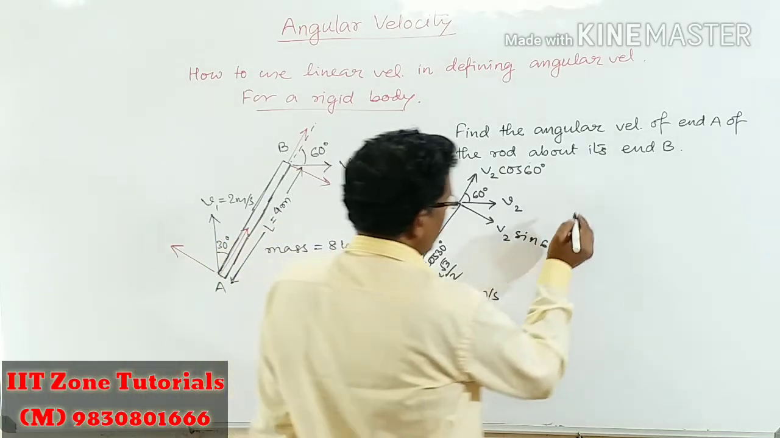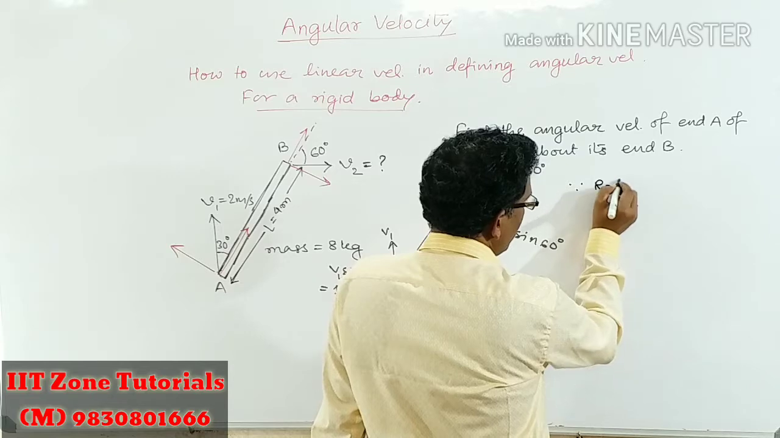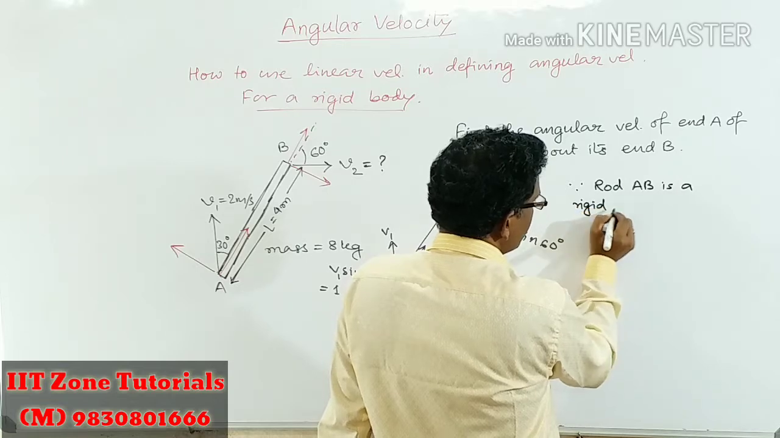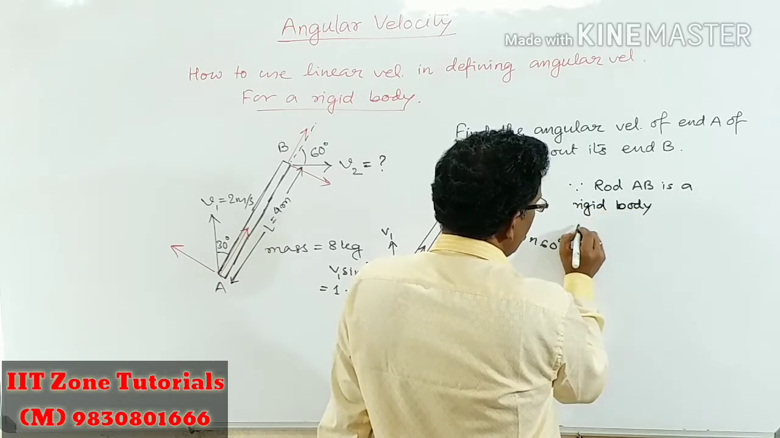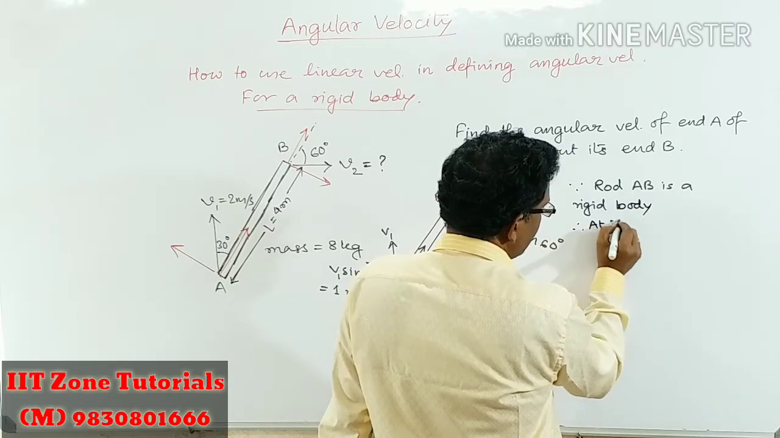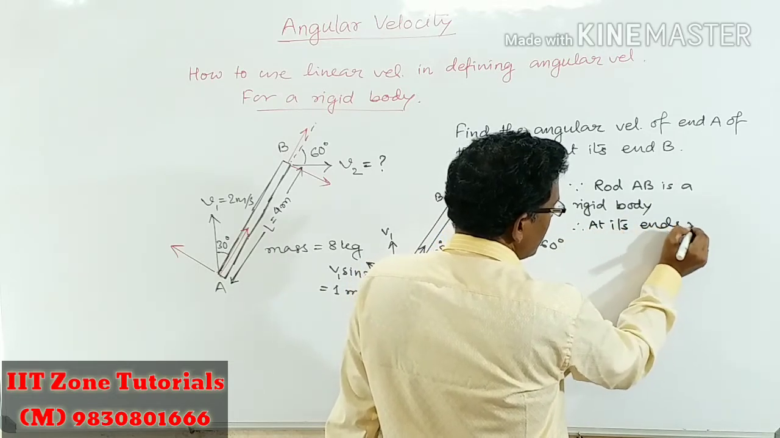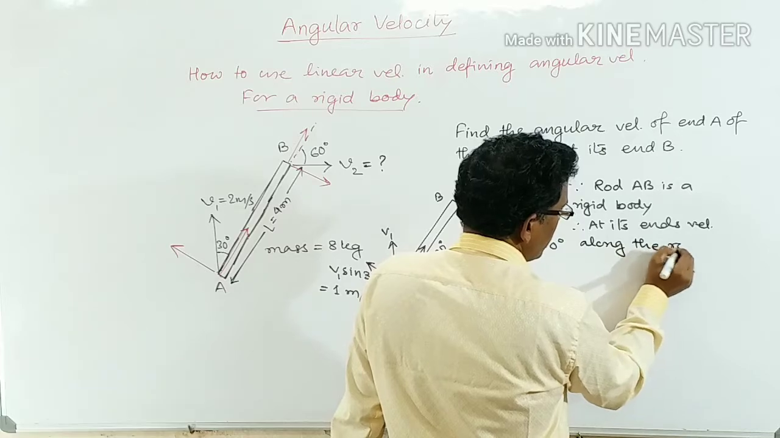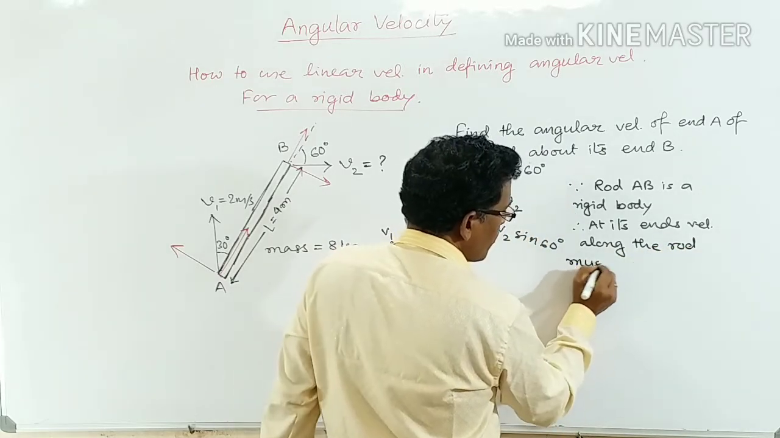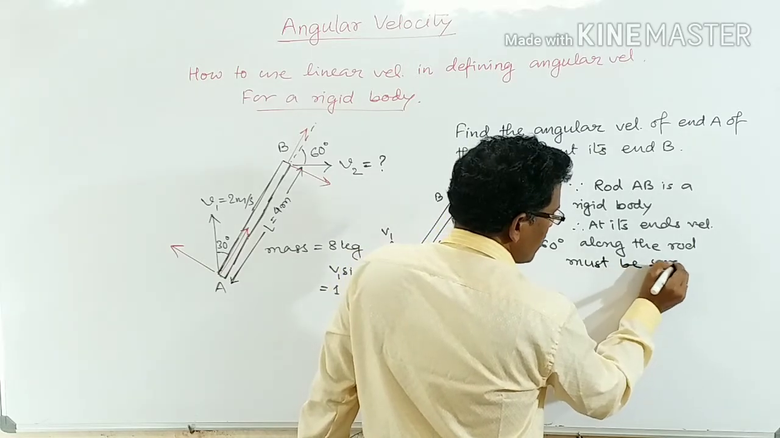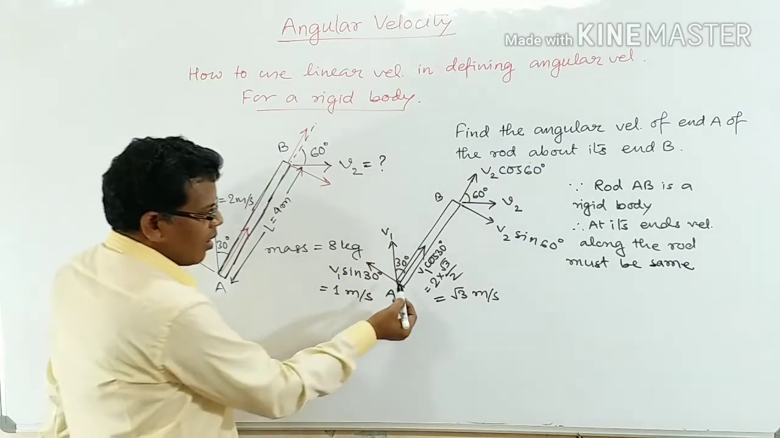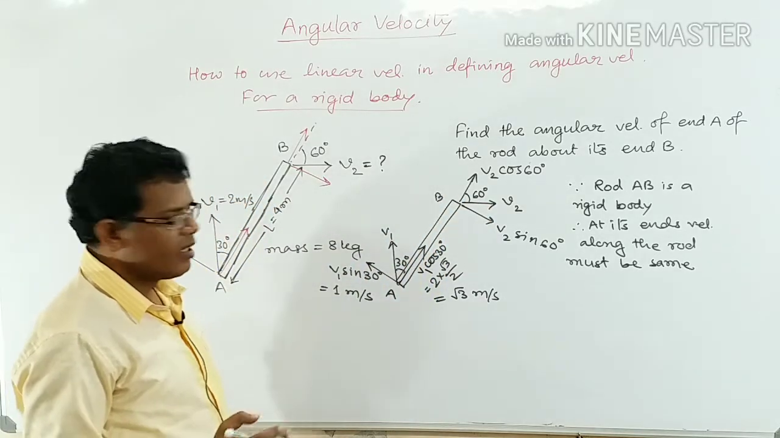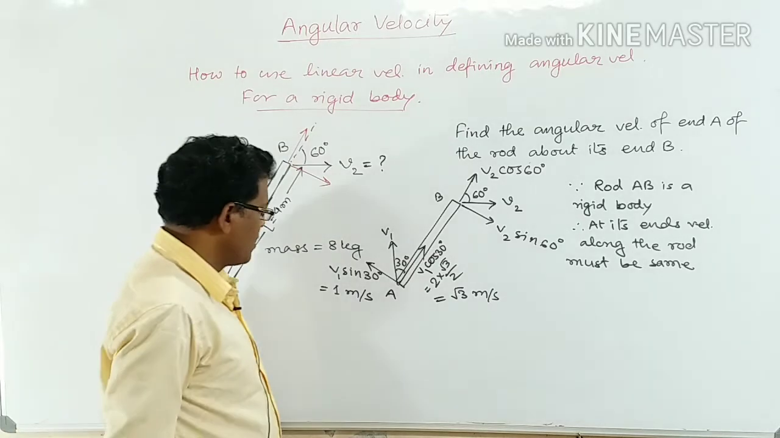Now here we can comment on one very important thing. Since rod AB is a rigid body, therefore at its ends the velocity along the rod must be the same, because if the velocities are the same, then only it is possible for the rod to maintain its rigidity, and hence it will survive with its given dimensional value, which is its length.